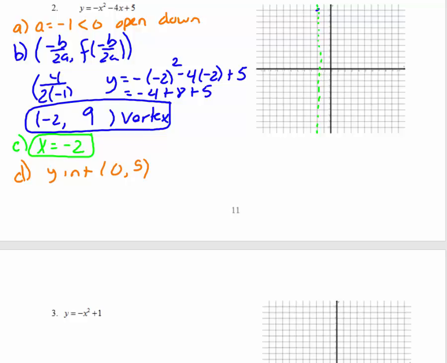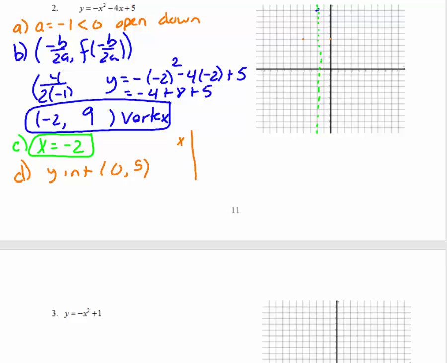I'm just left with 5. So 0, 5. Because I know that's my y-intercept and I'm 2 units away, I can mirror image it over to the other side. So 2 units over to the other side, and I have a third point. If you want to find your x-intercept, you're going to let y be 0.